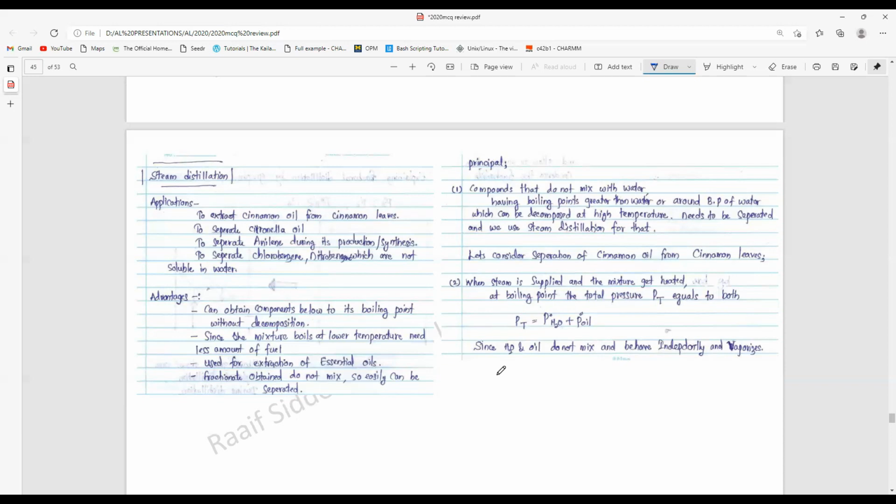They will evaporate with their absolute vapor pressures, because their mole fraction here is 1, because they are only existing and they do not mix. Therefore, the total pressure of the system here is the absolute pressure of both components.